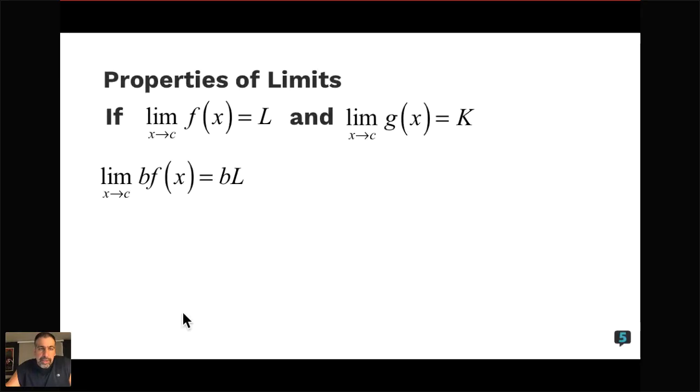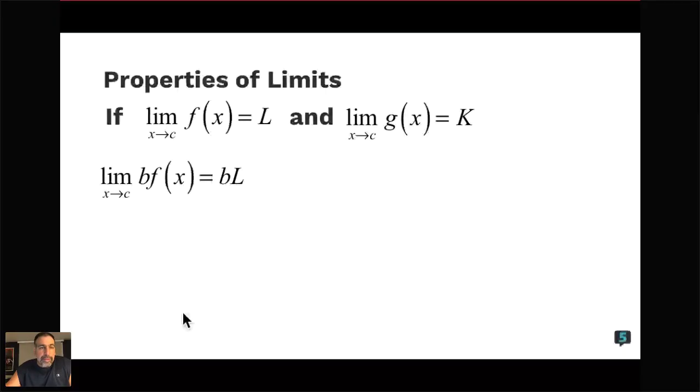So in this case, it looks very much like the limit, the first one, f of x as x approaches c. Well, all we've done is multiply it by a constant b. So all that means is the constant automatically gets translated into the answer. Before the answer was L, now the answer is going to be that same answer L, but we're going to multiply it by a factor of b.